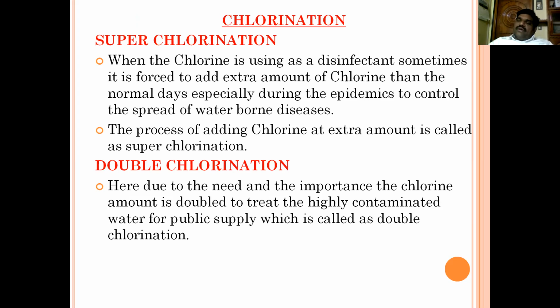Next one is double chlorination. When the water is highly contaminated, double the required amount of chlorine will be added to control the contamination when the water is being supplied to the public domain.